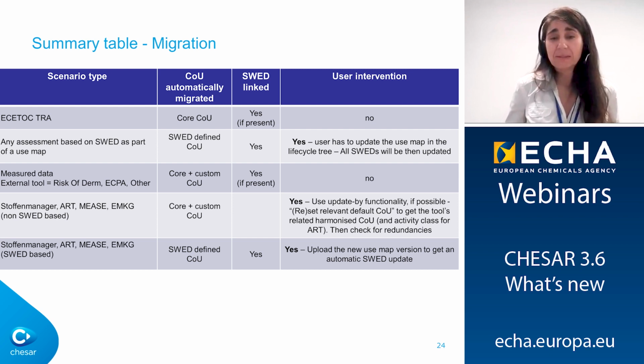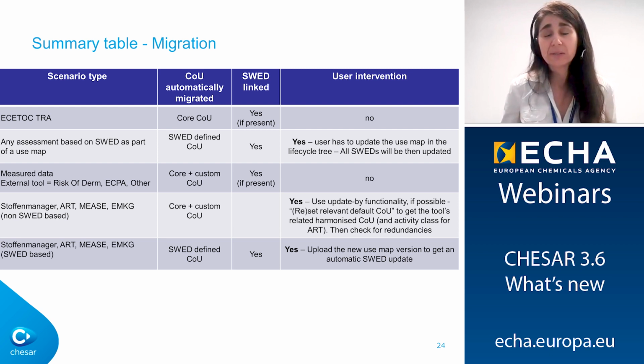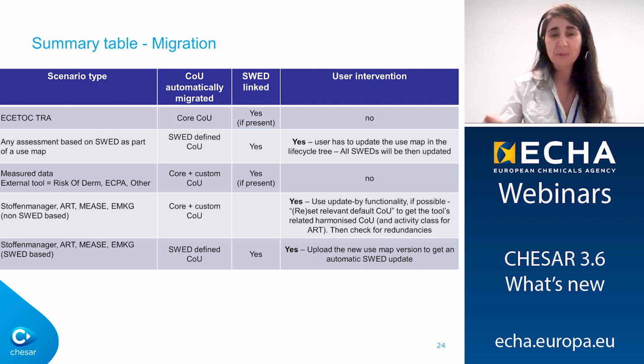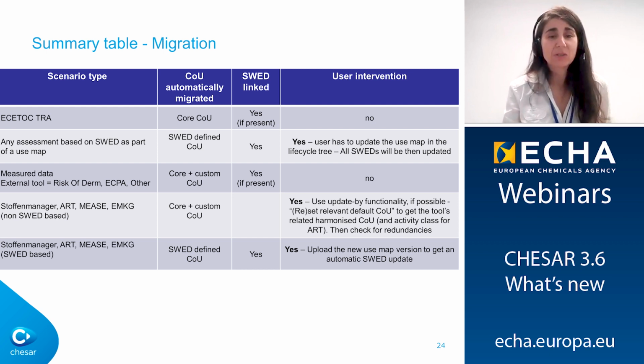As a last step, in this case, I need also to check for redundancy in case some of the custom conditions of use are redundant, or if something has to be cleaned up in the assessment. For the same external tools, Software Manager, ART, MEASE, EMKG, in a SWED-based assessment, again, the SWED will be linked, but I will need to have the update of the new use map version to get the automatic SWED update.